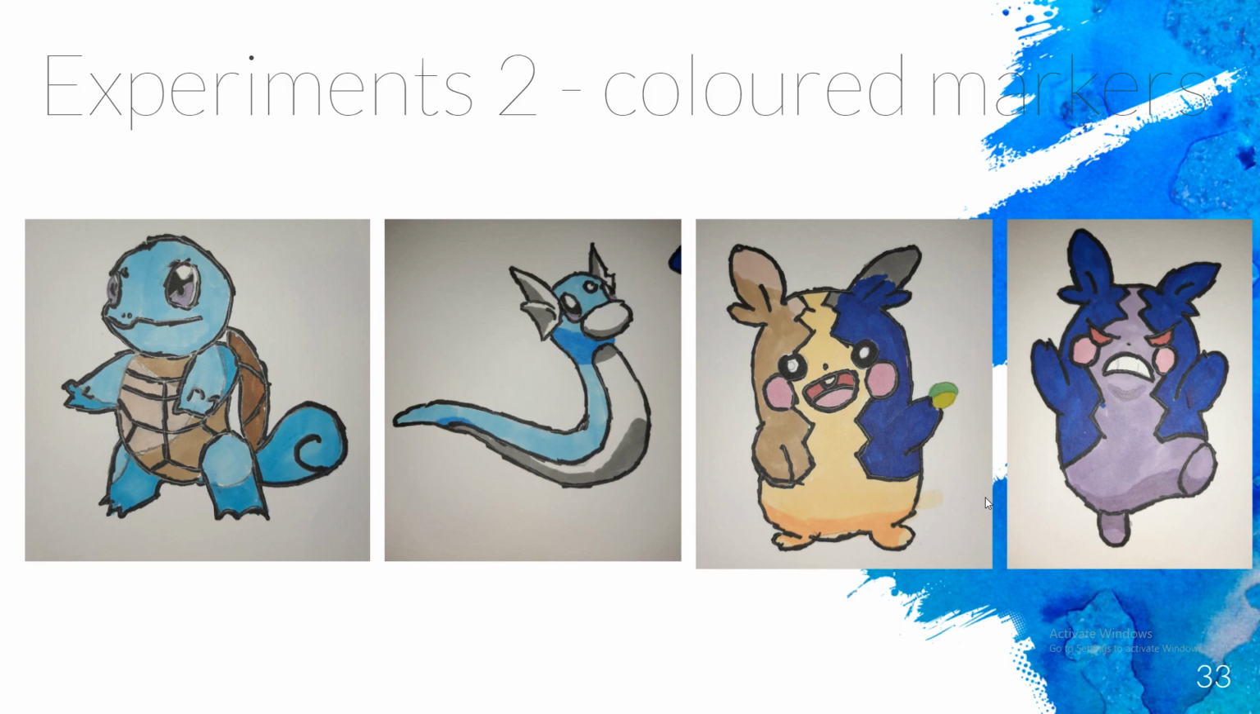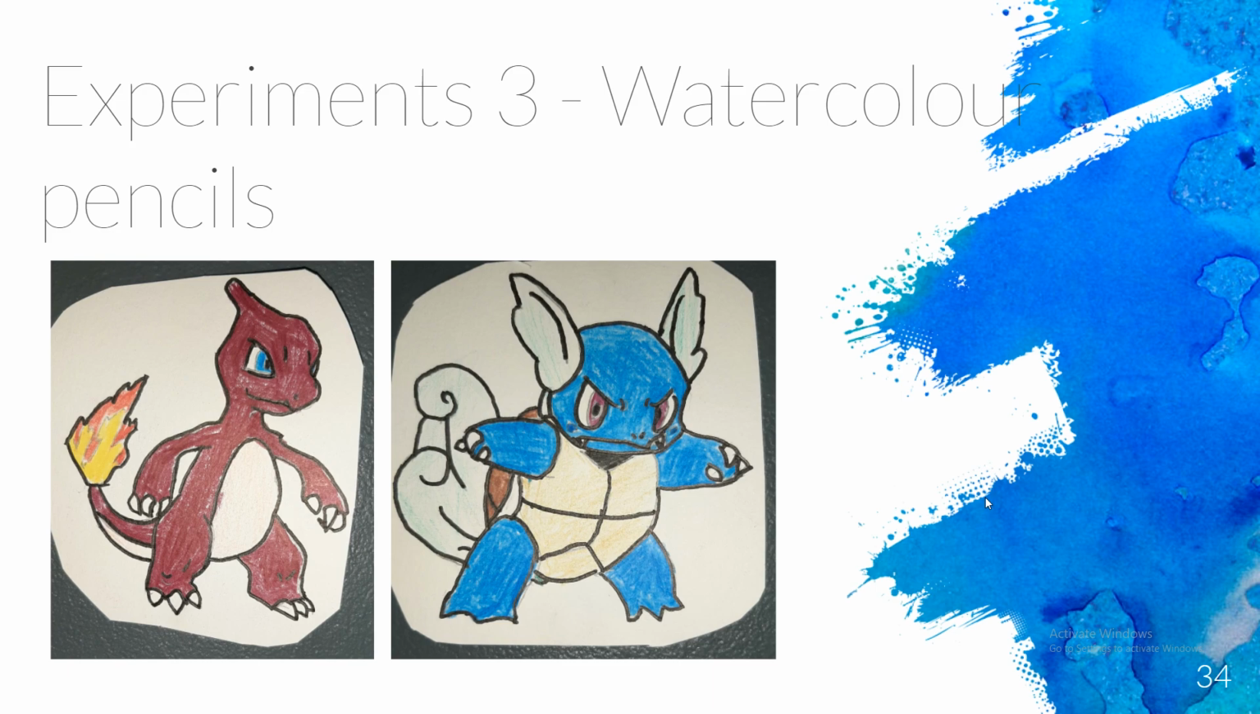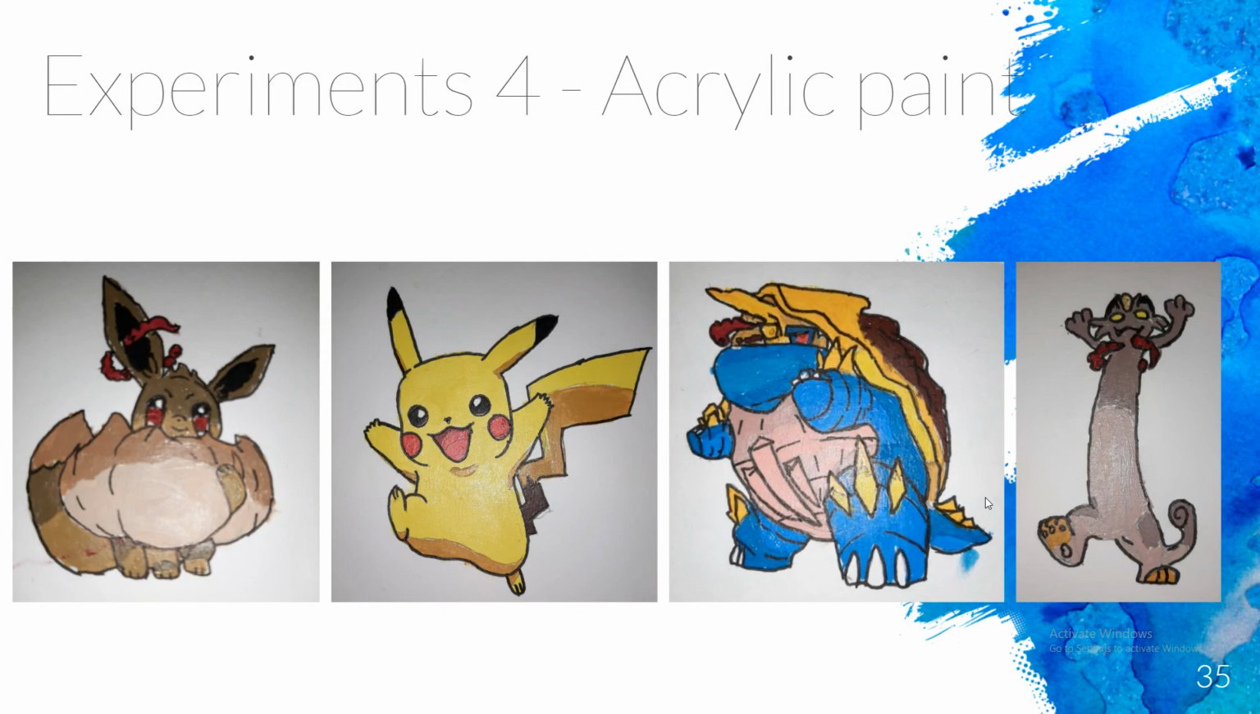This is experiment 2. I've got coloured markers where I've drawn Squirtle, Dratini, Morpeko, and Morpeko Hangry mode. It's my watercolour pencils one, where I've drawn Charmeleon and Wartortle with watercolour pencils, and I think I could have done this a bit better.